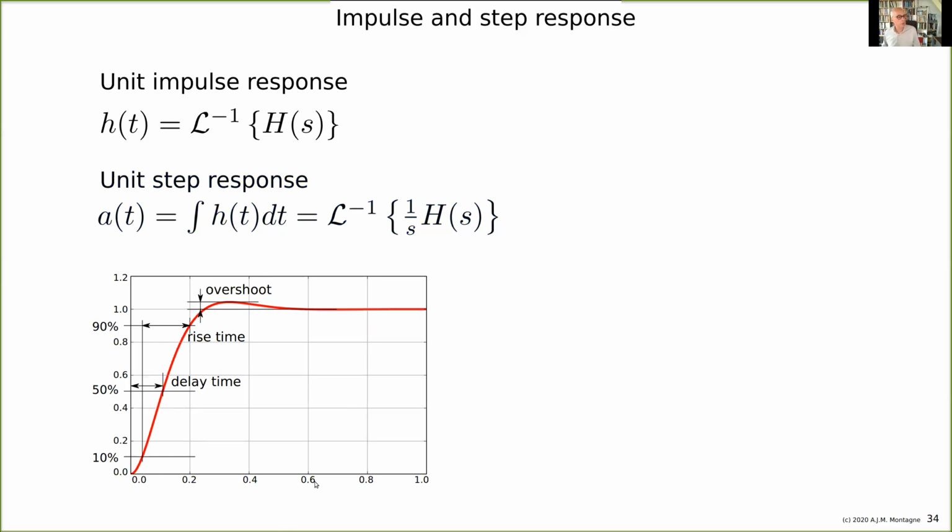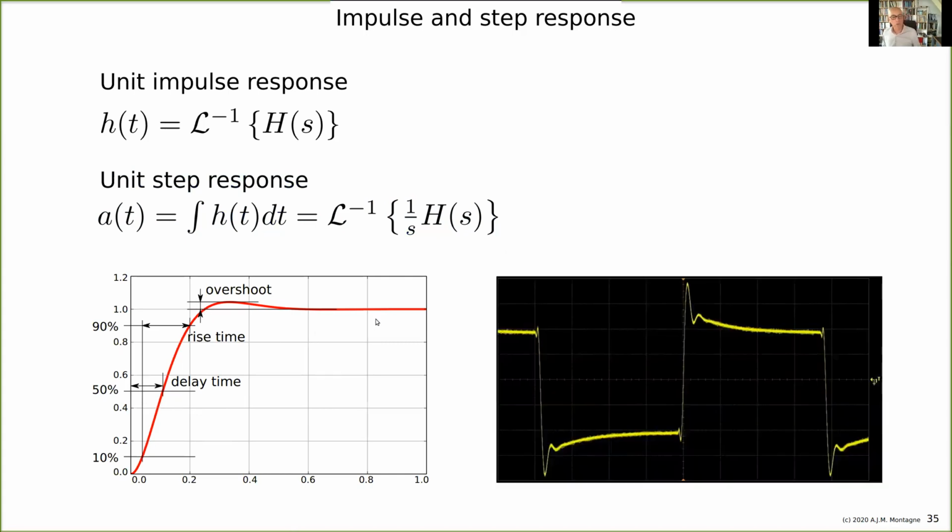And then we have a step response, for example, like this. And we talk about delay, rise time, which goes from 10% to 90%, overshoot, and all kinds of characteristics of such a curve. But of course, the reality can be much more complex than just a few numbers as displayed here. This is a real plot from an oscilloscope.